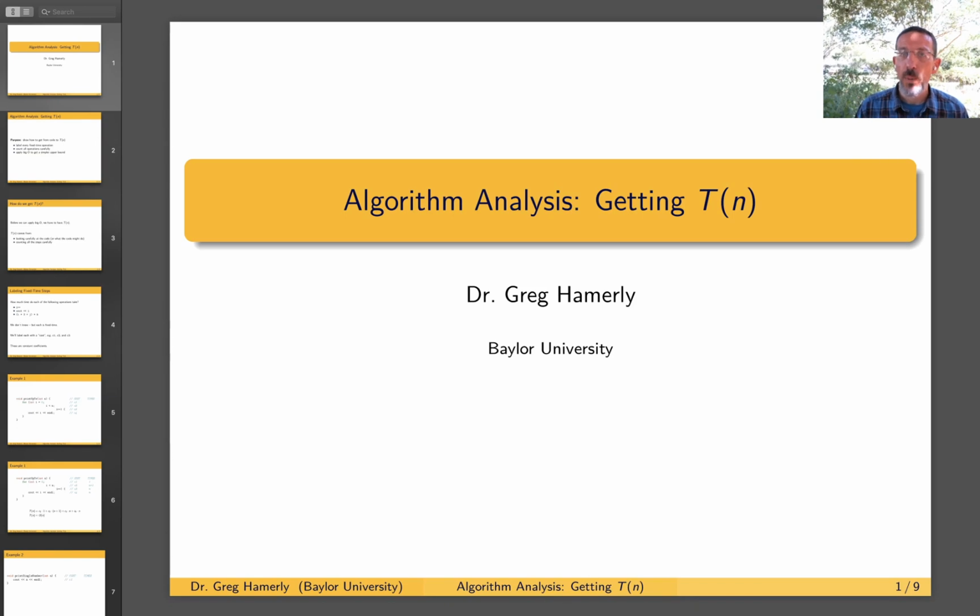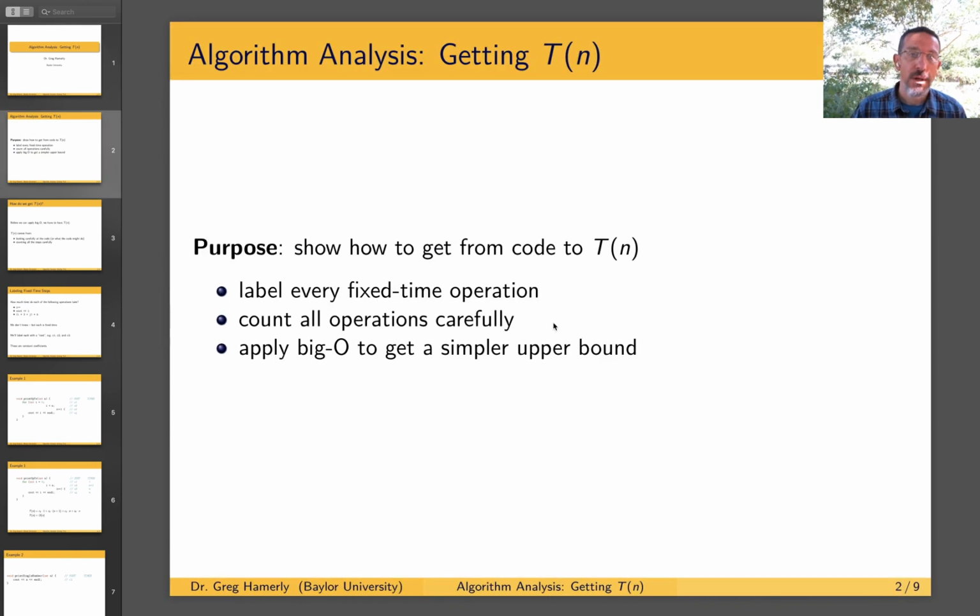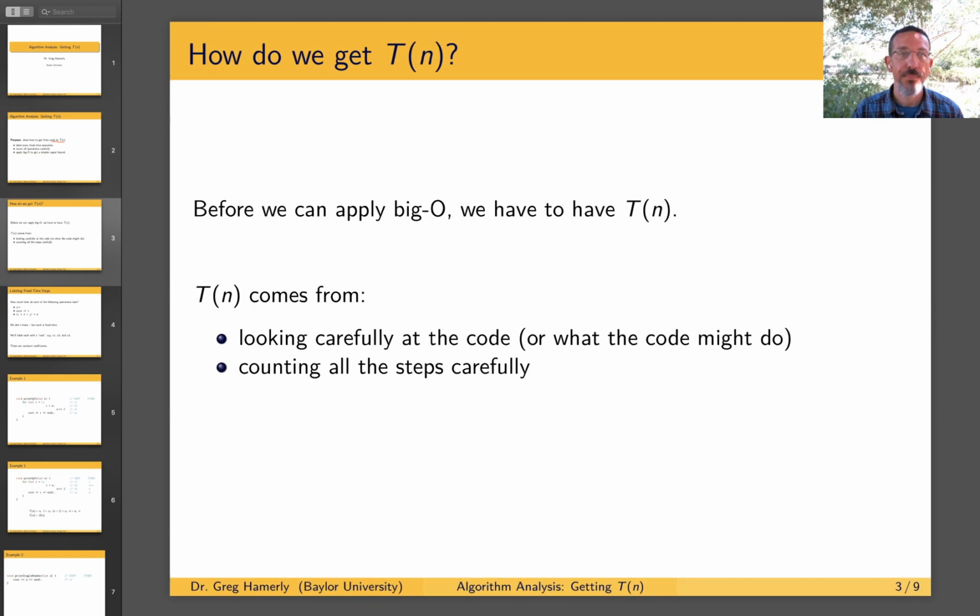Welcome to this lecture where we're going to talk about how to use our analysis tools to get a T of n for a particular bit of code. We're going to show how to move from code to T of n by labeling every fixed time operation that occurs in the code, counting all those operations very carefully, and then applying big O to get a simpler upper bound for the T of n that we have calculated.